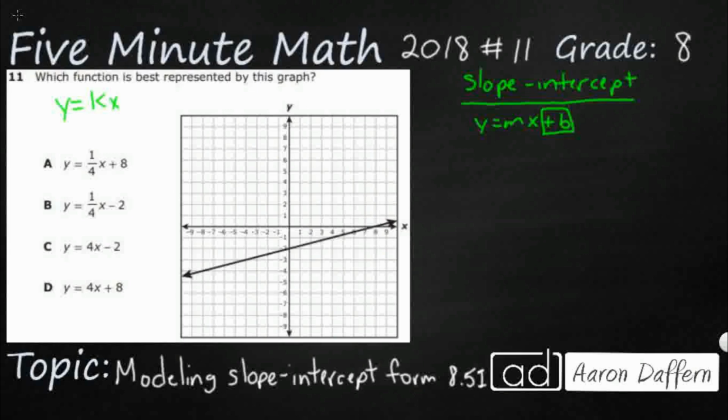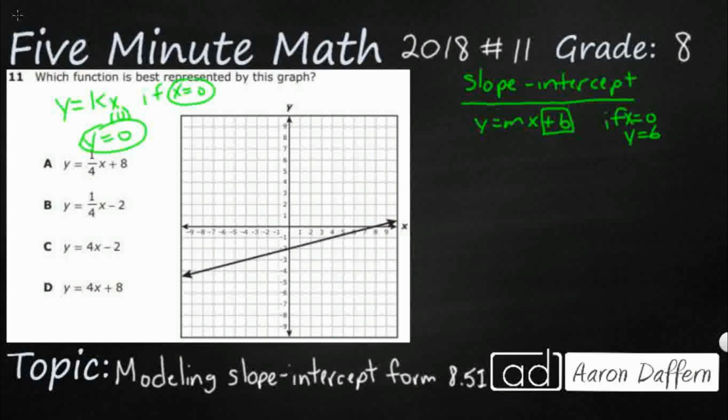Now, what is that b right here? Well, that b is the y-intercept, right? So if x equals 0, that means y is going to equal b. Whereas in our direct variation, if I put a 0 right there, that's going to cancel out the k, that means y equals 0. So in direct variation, you've got 0, 0, which is the origin.